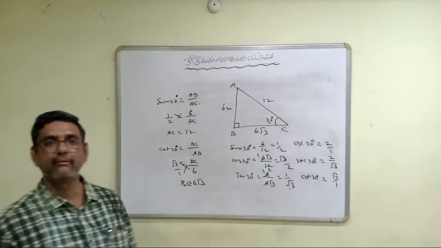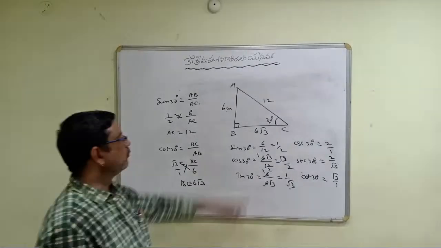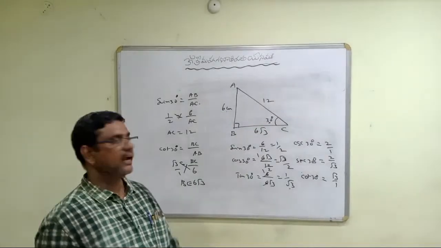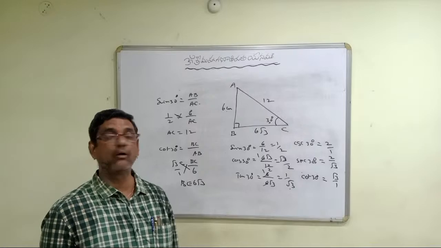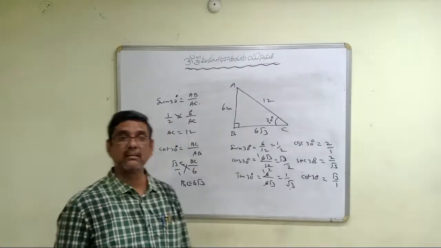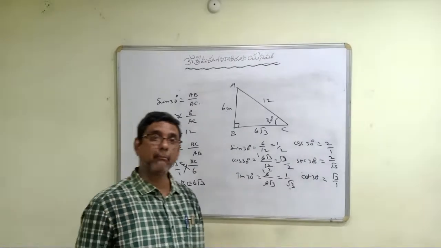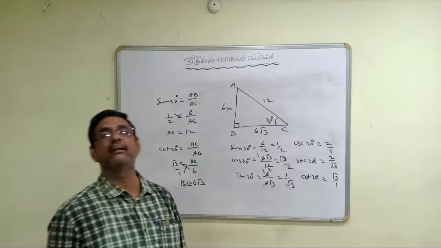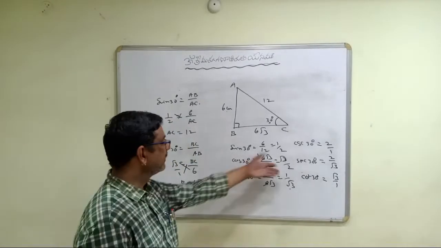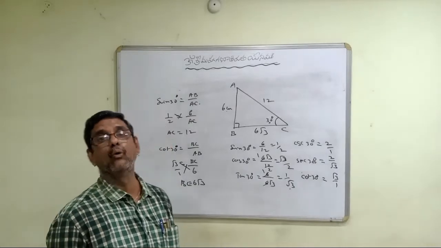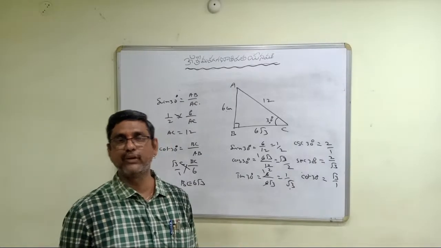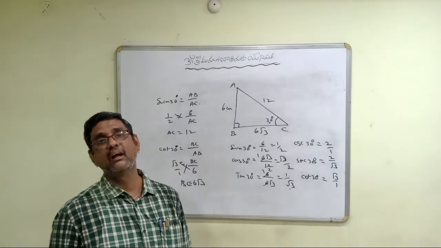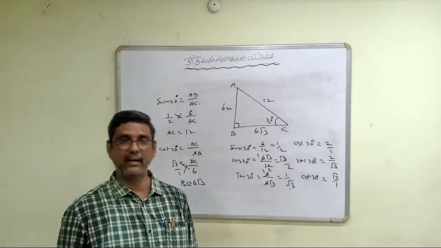See, if we know one of the acute angles and one of the sides of the right triangle, we can find out the remaining two sides of the triangle. Not only that, we can write the trigonometric ratios also. And we can establish many relations if we know all the sides of the right angle triangle using trigonometry.